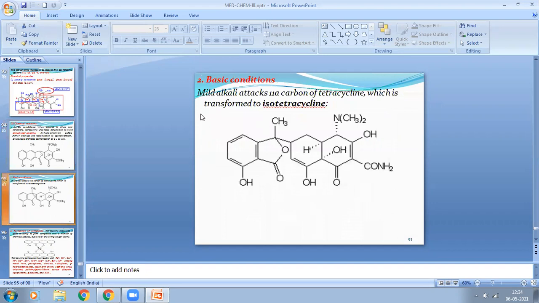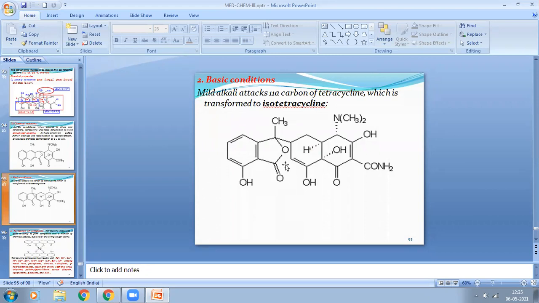Next, for basic condition, mild alkali attacks the carbon of tetracycline, which transforms it to isotetracycline. You see here, this is the structure of isotetracycline. It means in mild alkali solution, the tetracycline undergoes intramolecular rearrangement to form the isotetracycline. This is the structure of isotetracycline.